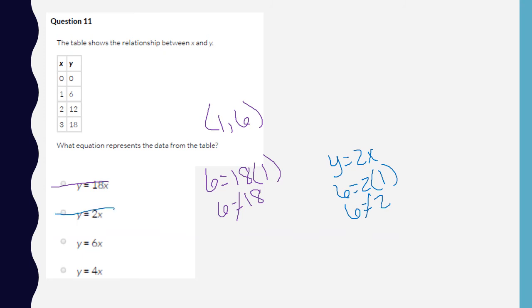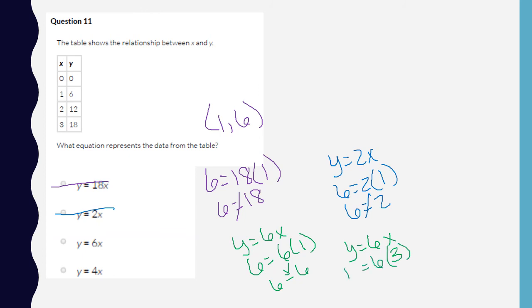Let's try our third one. y equals 6x. So I plug in 6 and I plug in 1. 6 times 1 is 6. 6 does equal 6, so that one may be our answer. Remember, we always have to try 2 points. So let's try that last point. So I'm going to plug in 3 and 18. 6 times 3 is 18. So that is our answer.